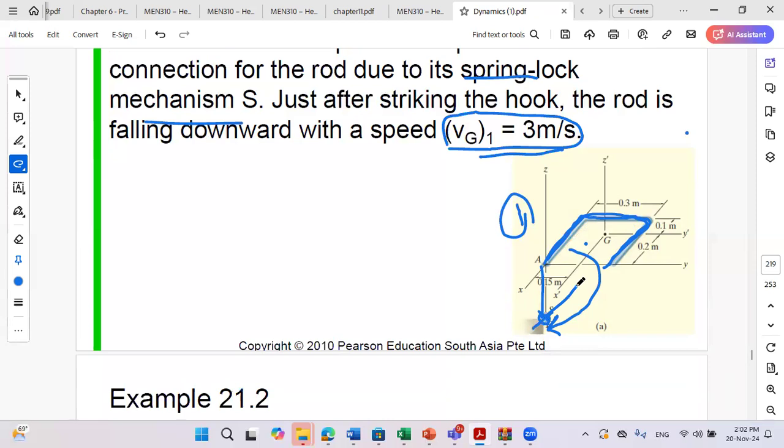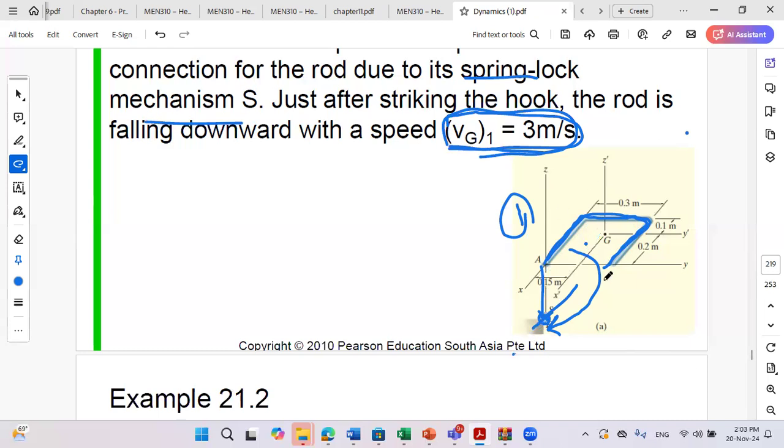Initially the rod was translating and we have a speed VG1 given, and after this, once it's in contact with the hook, it will do rotation about the axis of the hook. This is the idea of the problem and we need to solve for the angular velocity. Now we have translation converted to rotation, and since we have rotation about the axis of the hook, it's rotating about the x-axis.